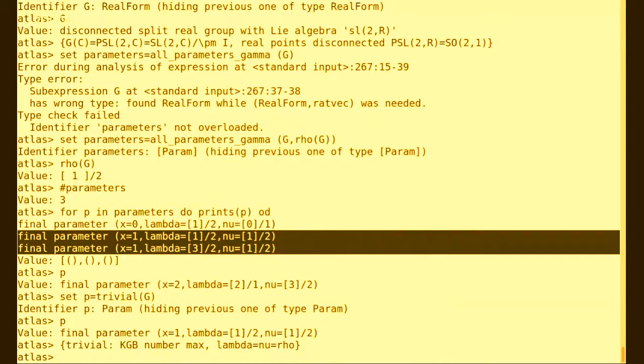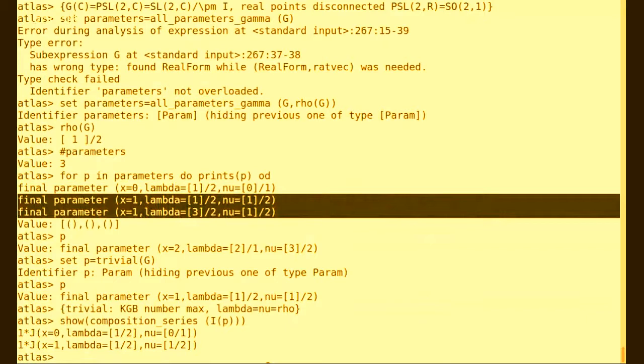And what's the composition series of this guy? So let's look at the composition series of I of P. This is the induced representation for PSL2. How many factors does it have? Well, it has the trivial in it, and it has a single discrete series representation. There are only 2 factors. J of x equal to 1 is the trivial, and J of x equal to 0 is a discrete series.